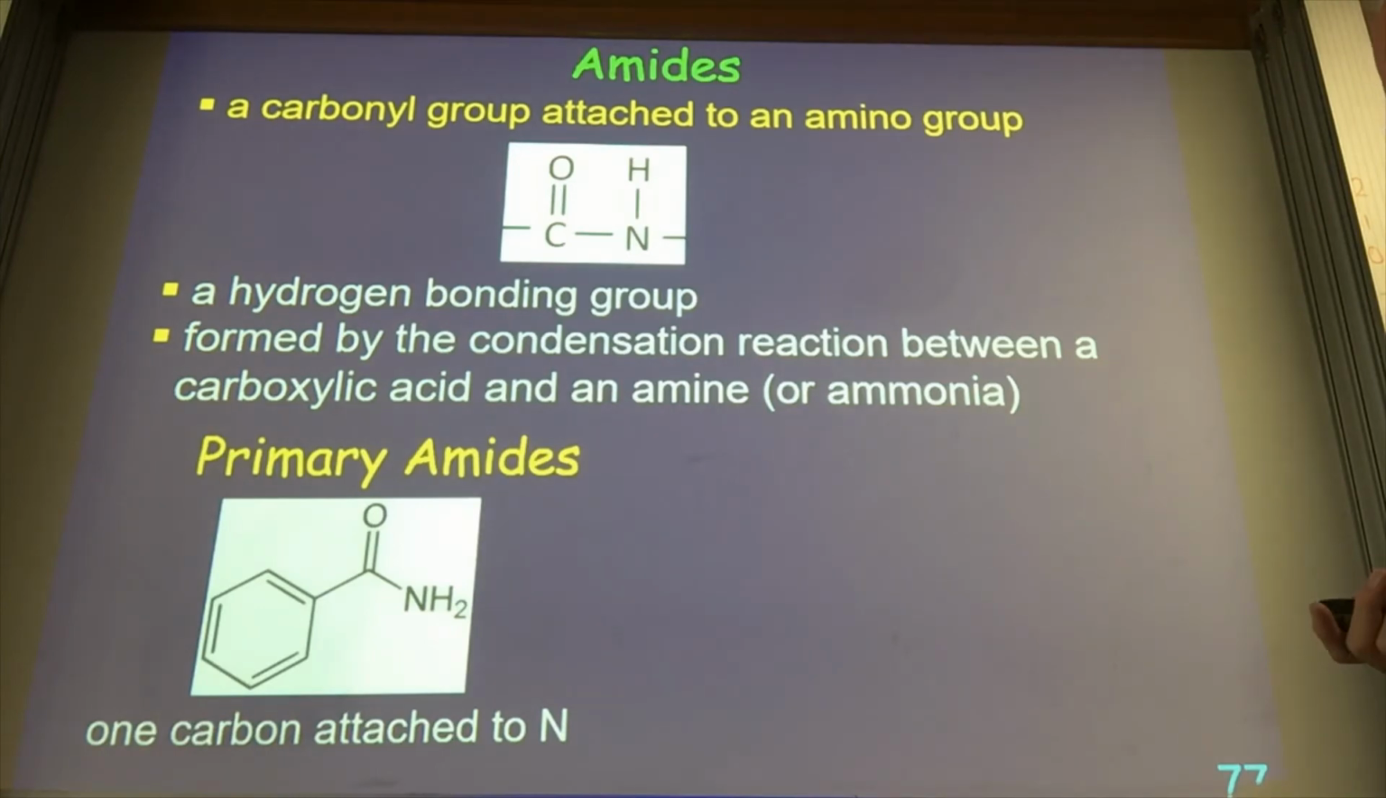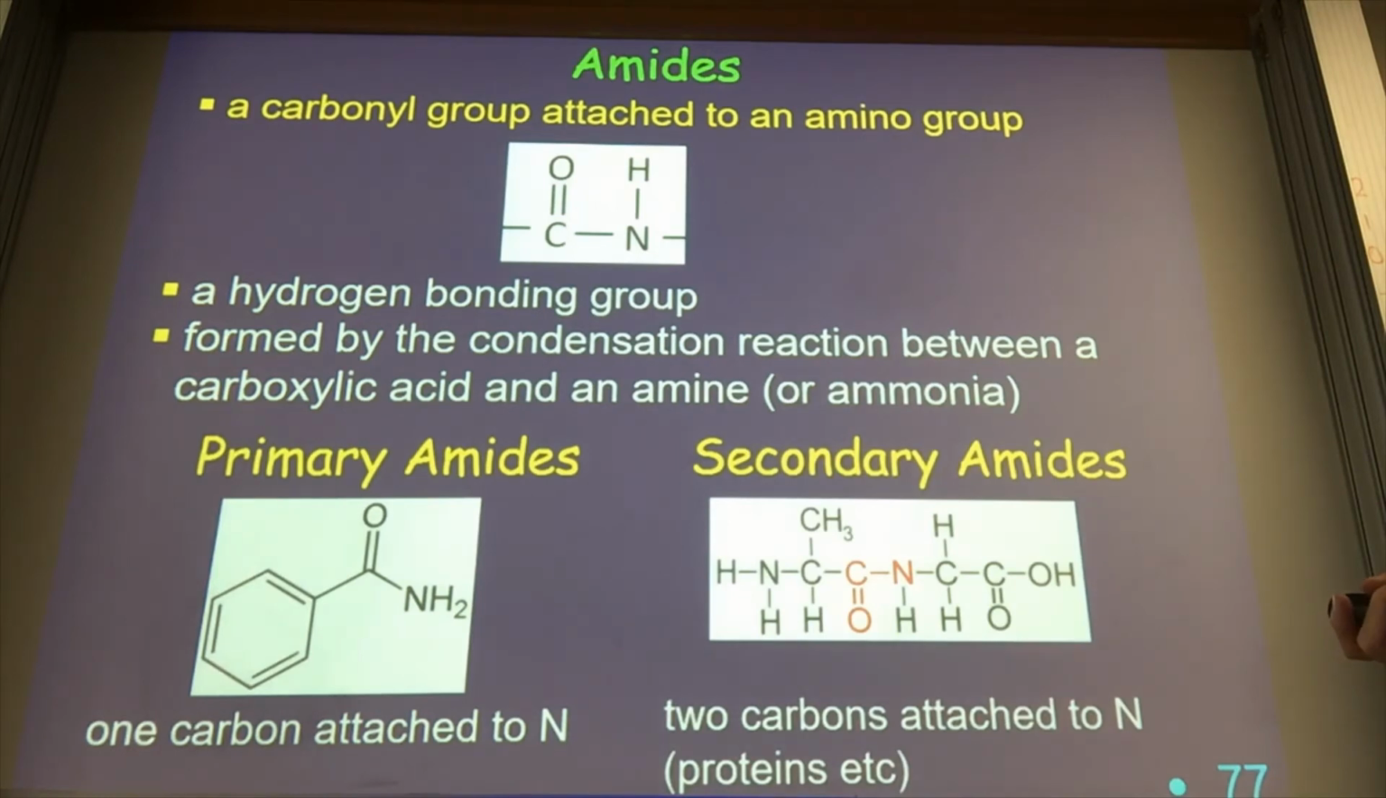Primary amides, one carbon attached to the nitrogen. Secondary amides, two carbons attached to the nitrogen. And you can probably guess what a tertiary amide would be. Secondary amides, of course, are interesting to us in biochemistry.